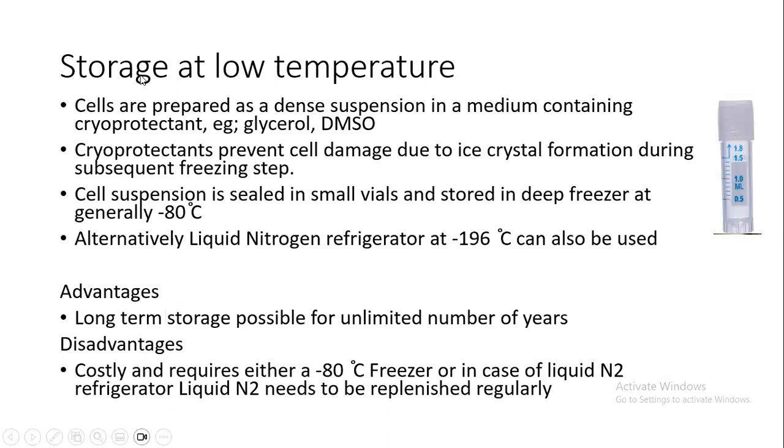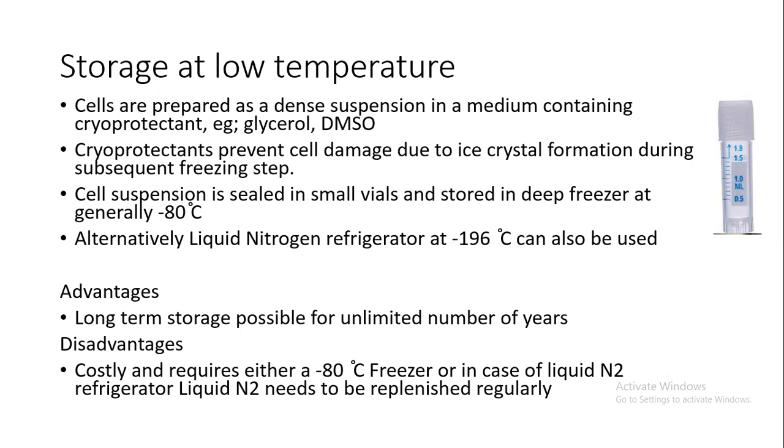Then coming to the last method, that is storage at low temperature. So here we basically need to prepare a mixture of cells, a dense suspension of cells in a medium containing cryoprotectant. The commonly used cryoprotectants include glycerol and DMSO. The mixture is put in these kind of freezing vials, and then they are just kept in a deep freezer at about minus 80 degrees Celsius. Alternatively, liquid nitrogen refrigerators that can have a temperature of minus 196 degrees Celsius can also be used.